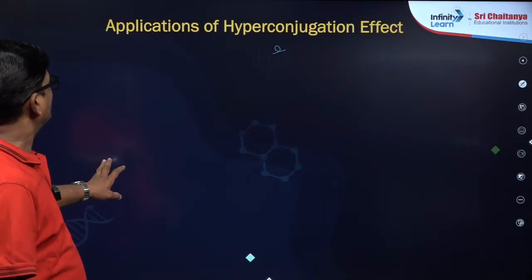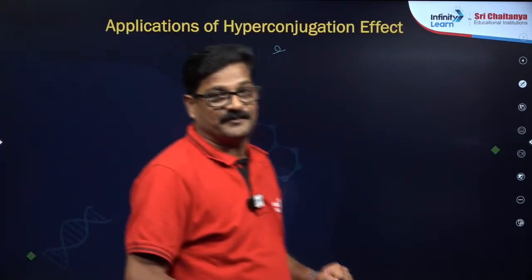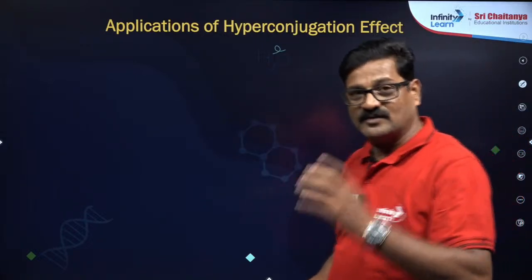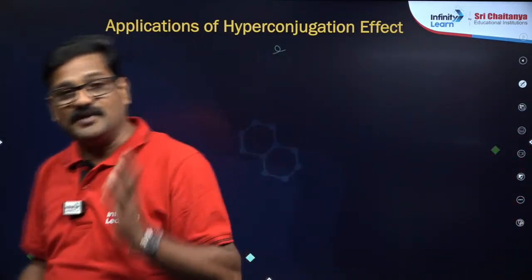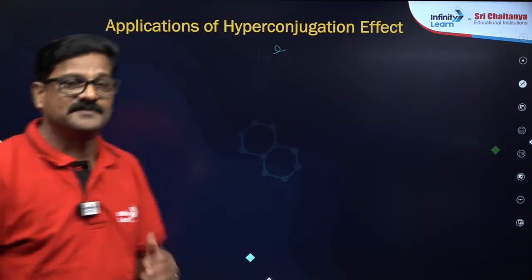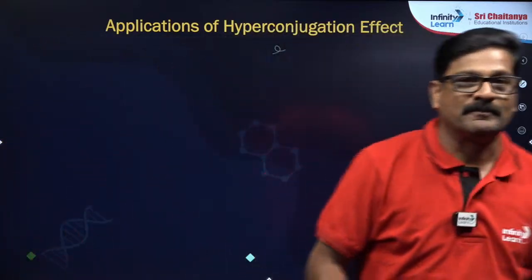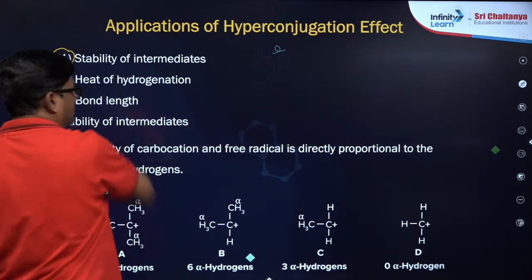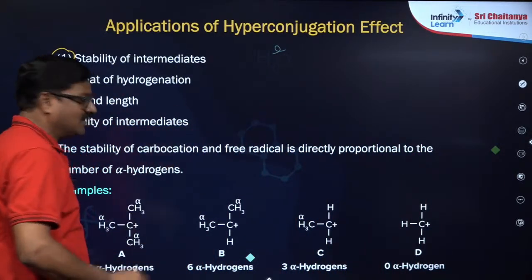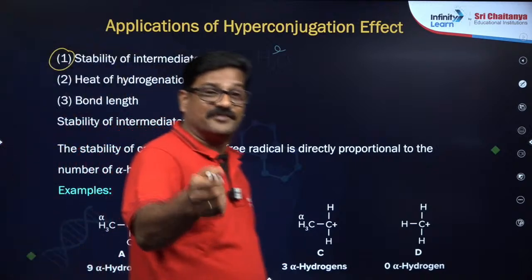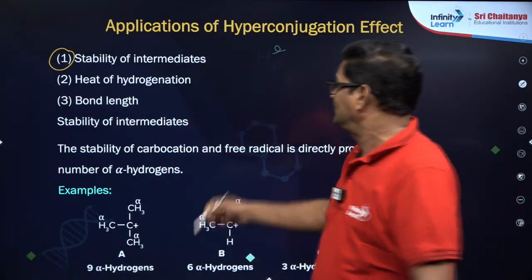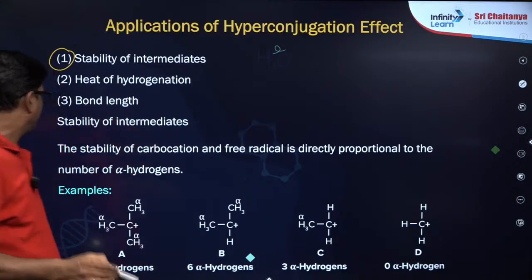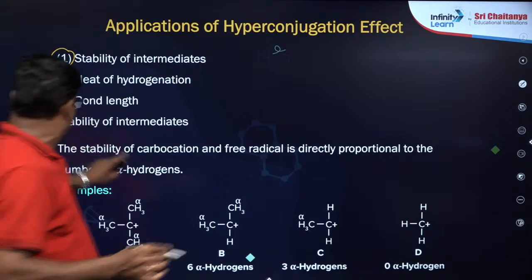Okay. Applications of hyperconjugation effects: stability of alkene, heat of hydrogenation, stability of carbocation and stability of carbon free radicals. So let's see. First, stability of intermediates. What are the intermediates you see? Carbocations you can see, carbon free radicals you can see, right? And heat of hydrogenation and bond length and stability of intermediates. And I am going to show you everything.